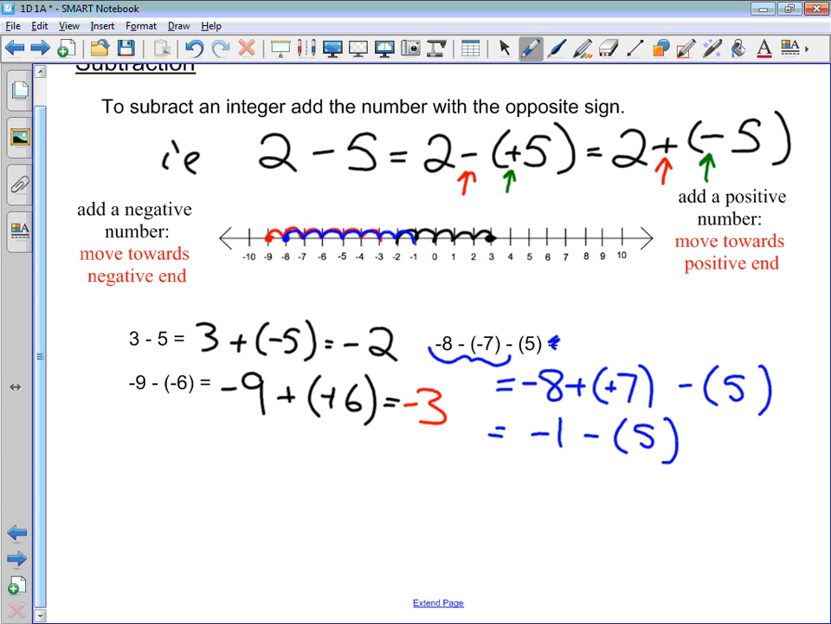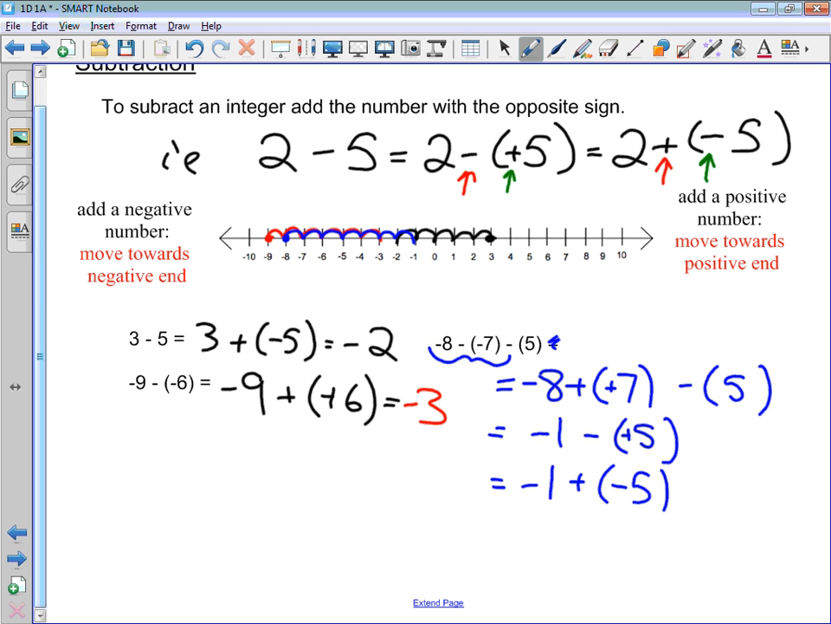So now we have negative 1 minus 5, or negative 1 minus positive 5. Let's change this into an addition here. Negative 1 minus positive 5 becomes, somebody else here, what do you think? I'm going to ask one of the Hannahs. Hannah. Okay, negative 1 plus negative 5. There we go.